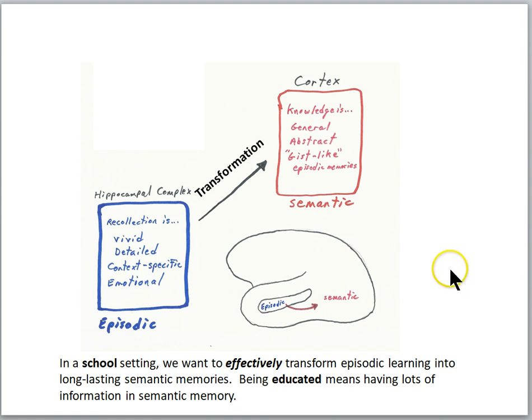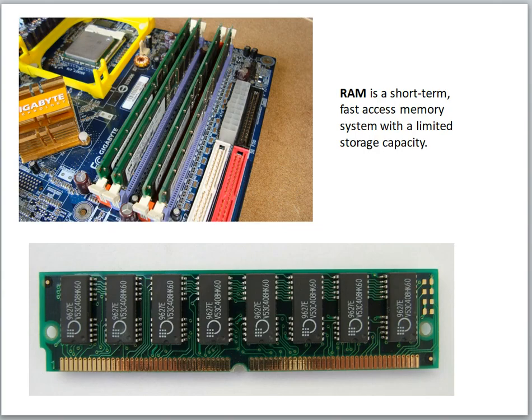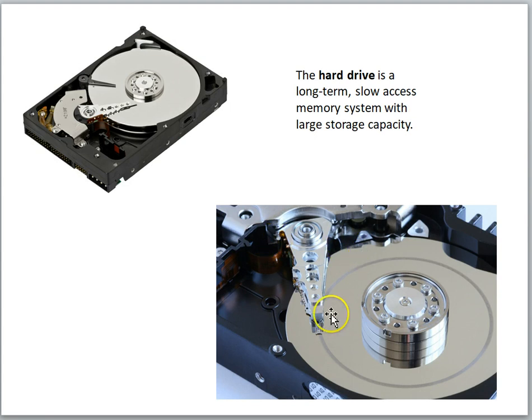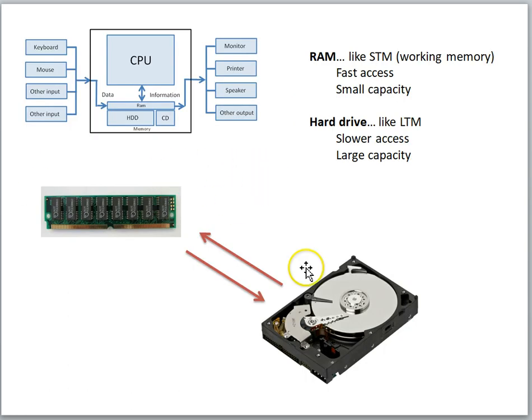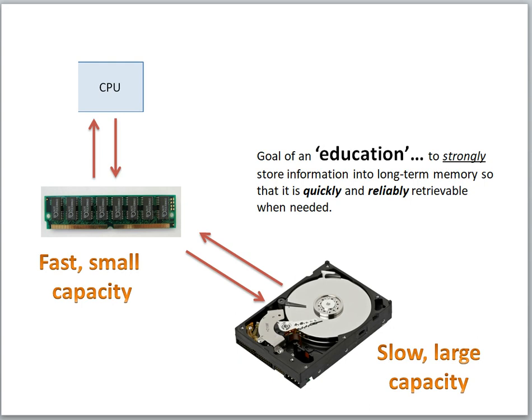So in this first setup lesson, I'm going to go quickly through these slides because a lot of this information we've covered earlier. Now we're familiar with the kinds of memory systems in a computer. We have the RAM system. It's a short-term, fast access memory system with limited storage capacity. We have the hard drive. It's a long-term storage system, slower access to that information, but much larger storage capacity. And so computers have these two kinds of memory. And if we think about education, then the idea is to get information stored into our long-term memory system and store it well so that we have quick and reliable access to that information.